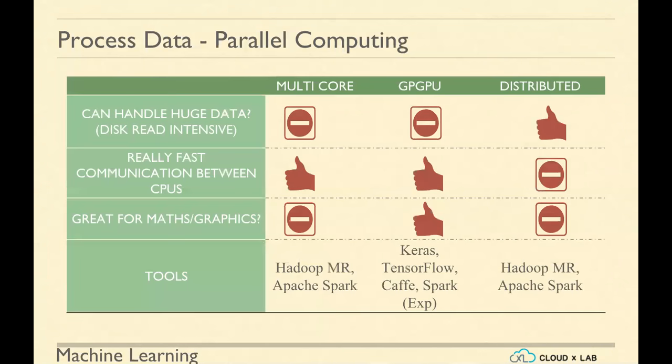All right. So a quick tabular way to look at it. In case you have really humongous data, when you cannot do the processing on one machine, in that case, you go for distributed.